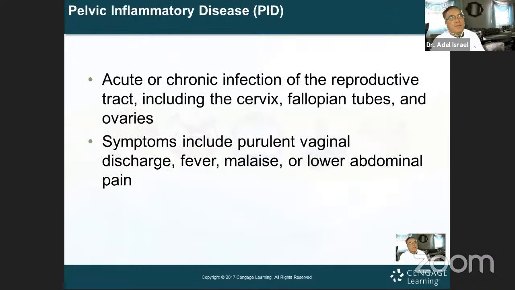PID is pelvic inflammatory disease, which is very common. It is lower abdominal pain with discharge and fever with the lady many times, and it will affect the pelvic structure, especially the ovary, fallopian tube, and the uterus. Pelvic inflammatory disease, if it is long, will affect the ligaments. And as I told you, ligaments keep the uterus in place not to prolapse.